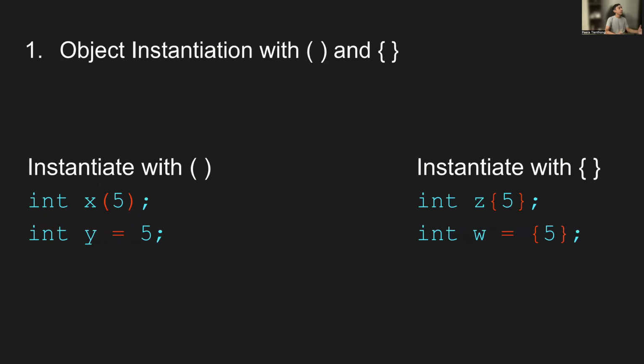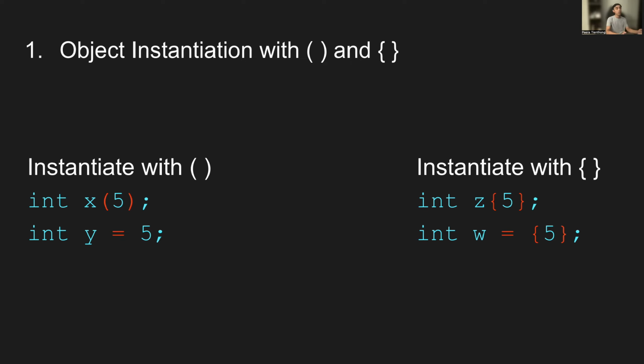Start with case number 1, object instantiation with parentheses and braces. There's no surprise when we use parentheses or braces. If you see on the left side, we instantiate the integer x with 5 using the parentheses, and also instantiate y integer using the equal assignment. So they're both the same. They will get the x value of 5 and y value of 5.